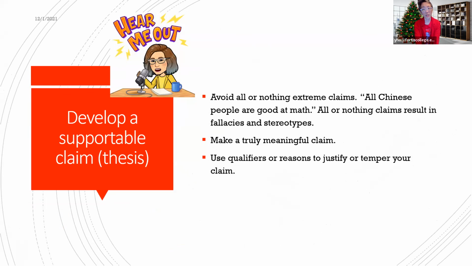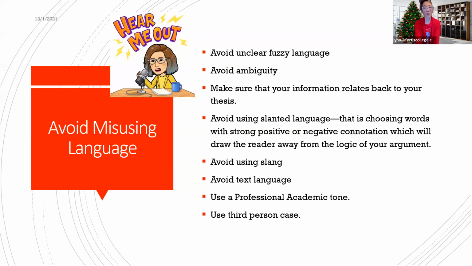Avoid all or nothing extreme claims, such as all Chinese people are good at math. All or nothing claims result in fallacies and stereotypes. Make a truly meaningful claim. Use qualifiers or reasons to justify or temper your claim. Avoid unclear, fuzzy language. Avoid ambiguity. Make sure your information relates back to your thesis. Avoid using slanted language, that is, choosing words with strong positive or negative connotation, which will draw the reader away from the logic of your argument.